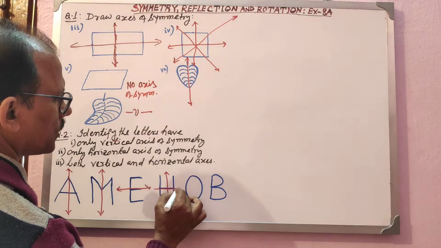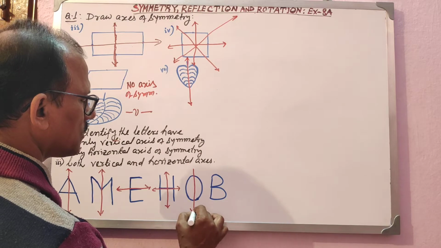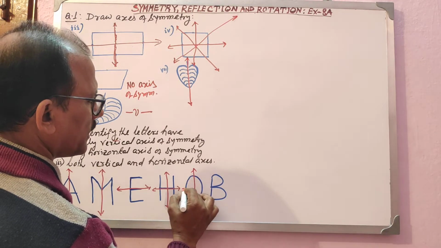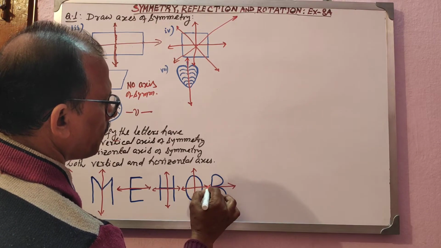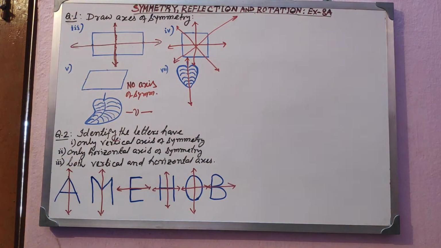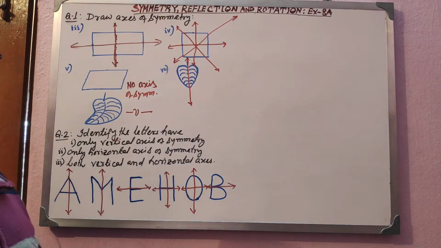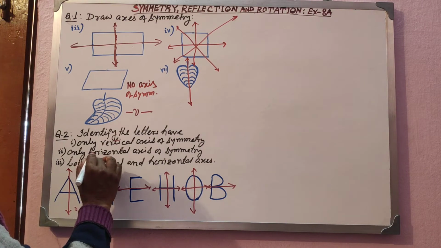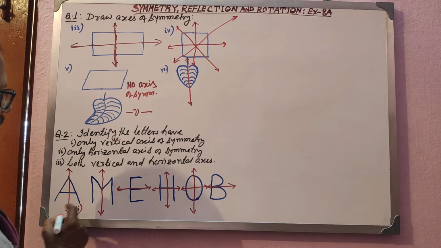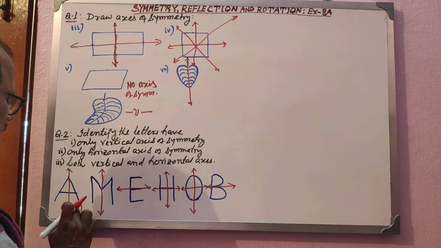Letter H will have both. Letter O will also have both, vertical as well as horizontal, whereas letter B will have only a horizontal line of symmetry. So this has a vertical line of symmetry, this has a vertical line of symmetry, this a horizontal line of symmetry, this vertical and horizontal both. This comes under the second criteria. M is also vertical, first criteria.